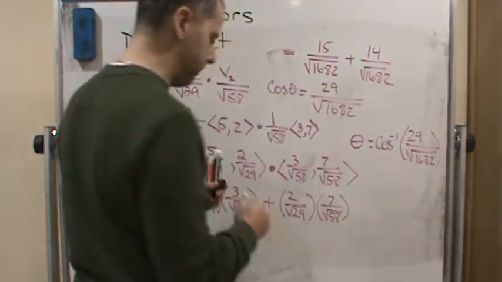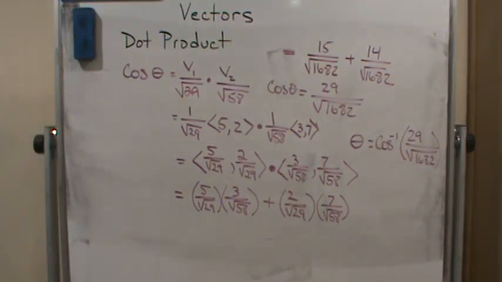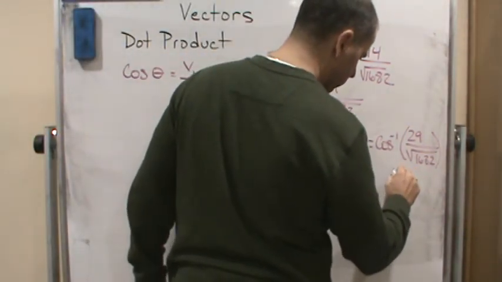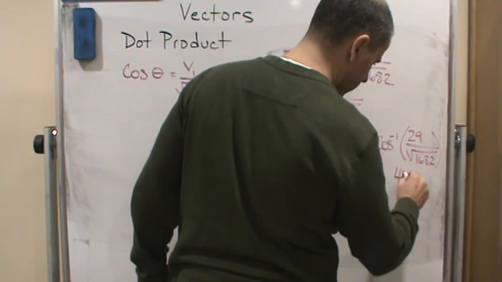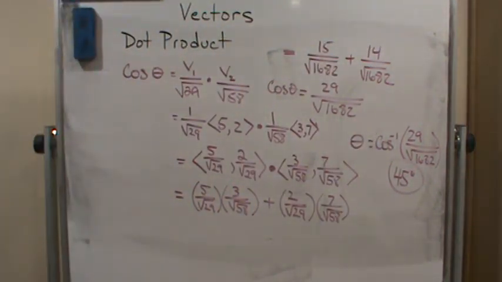Now that, if I put in my calculator, that's going to give me approximately, oh, nice. That's going to give me a 45-degree angle. Awesome. So I find out that the angle between the two vectors is 45 degrees. That is cool.